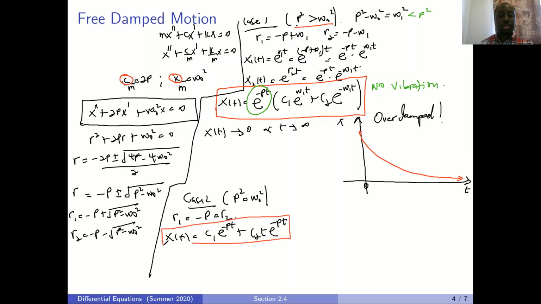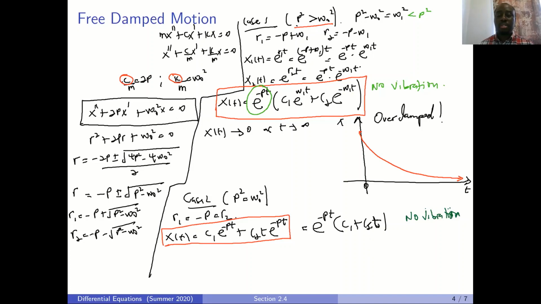So that becomes the kind of motion that we can anticipate. We can simplify this. We can factor out an e to the minus pt, and then we have C1 plus C2t. So this is also non-oscillatory, so there's no vibration or oscillation because we don't see any sinusoids, cosines or sines flying around.